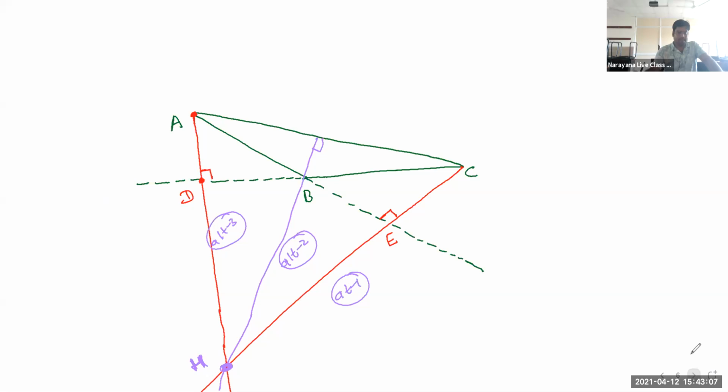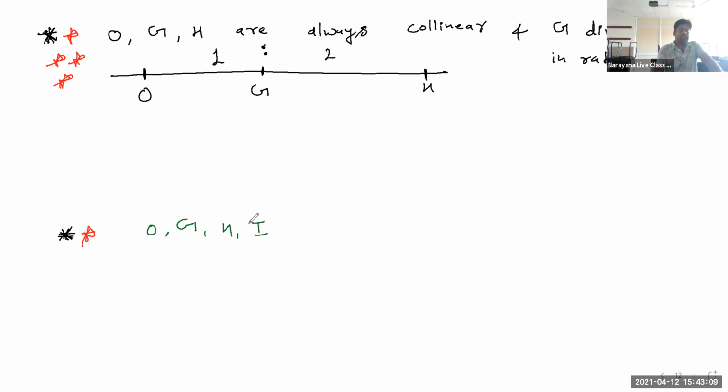So O, G, H, and I are four different special points of a triangle. O for circumcenter, G for centroid, H for orthocenter, I for incenter. These are the same point in an equilateral triangle.